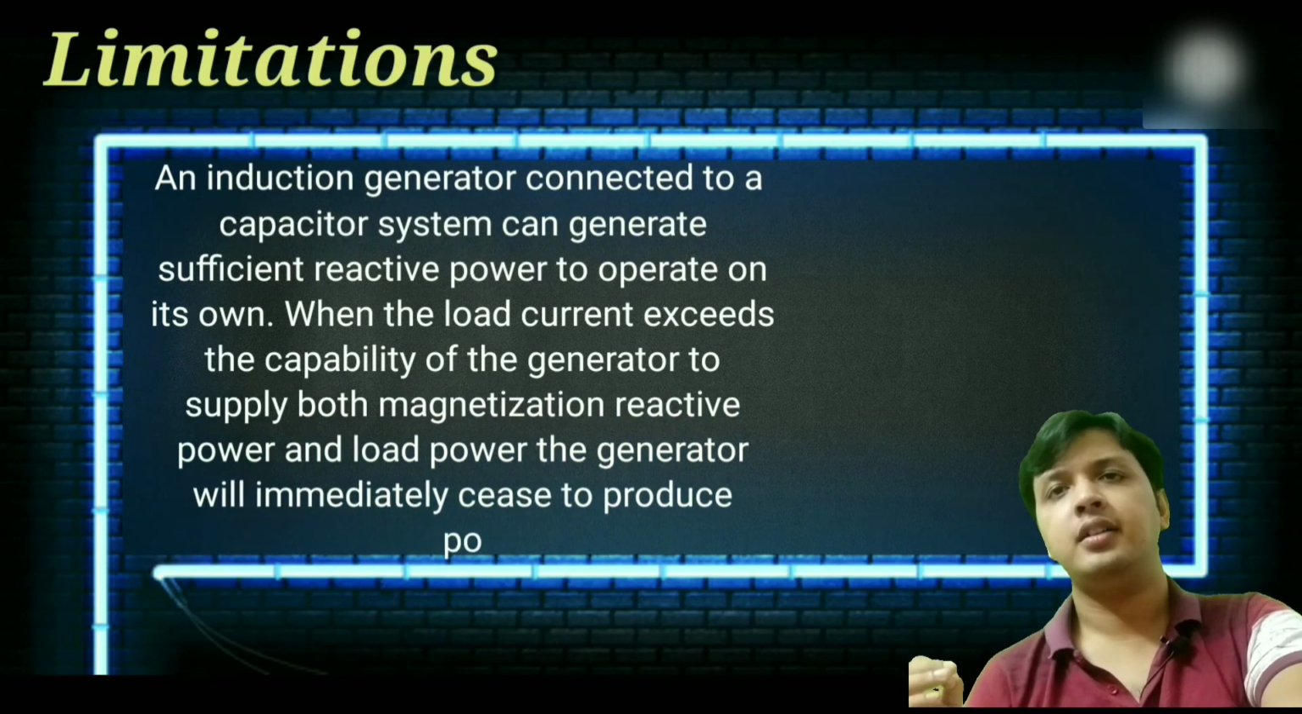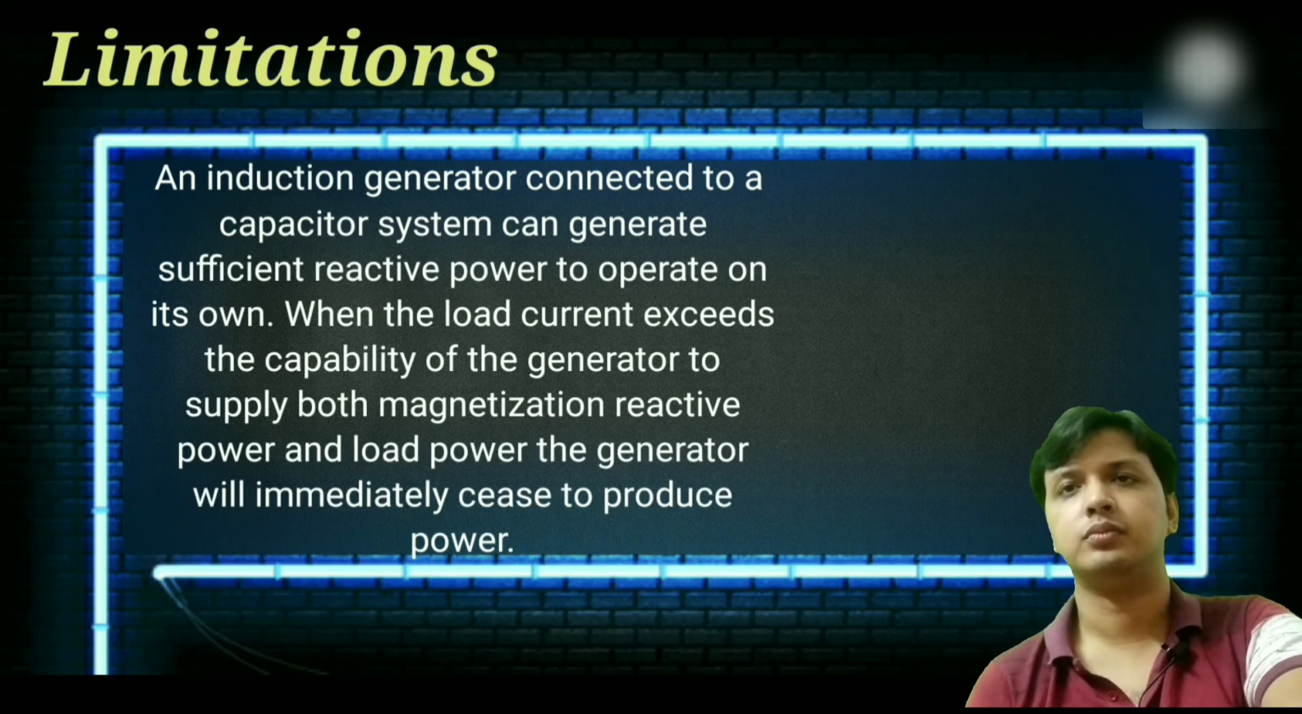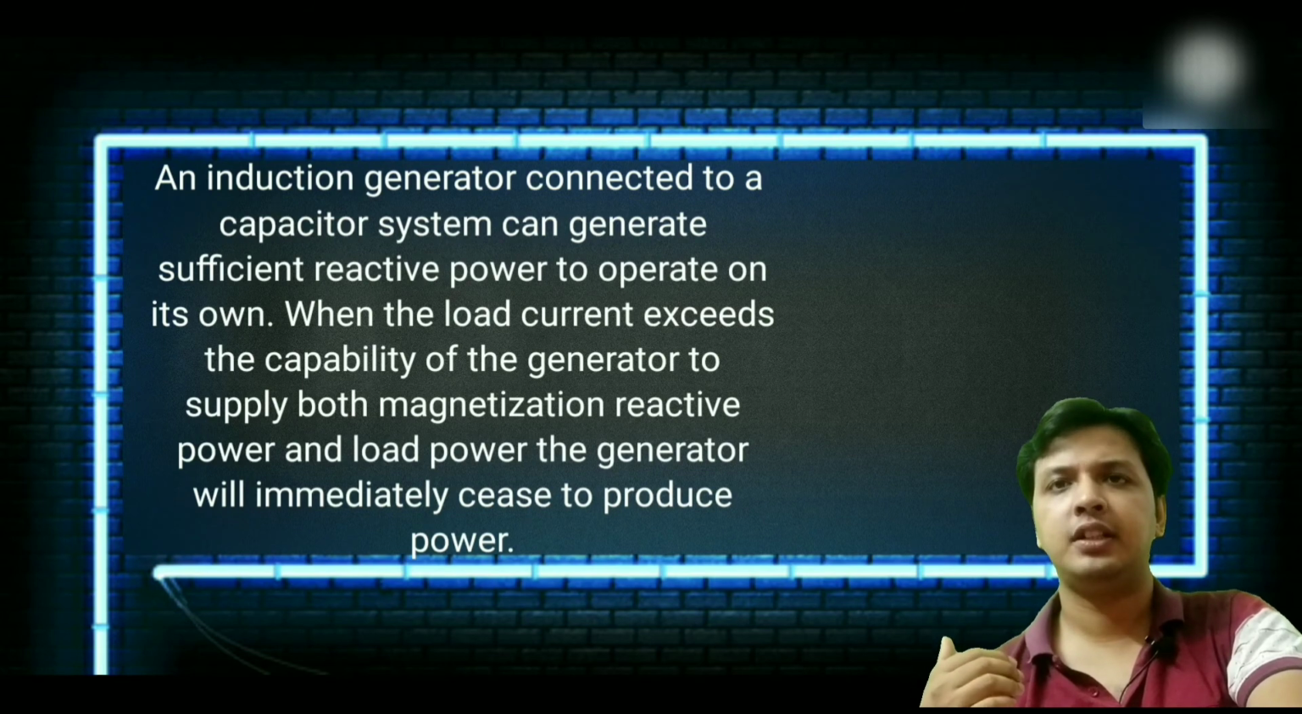Limitation. An induction generator connected to a capacitor system can generate sufficient reactive power to operate on its own. When the load current exceeds the capability of the generator to supply both magnetizing reactive power and the load power, the generator will immediately cease to produce power. The load must be removed and the induction generator restarted with either a DC source or, if present, with residual magnetism in the core.